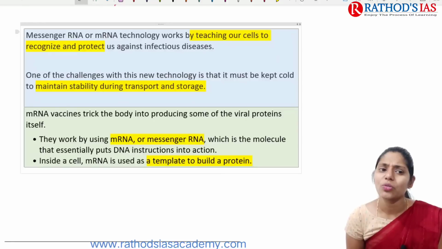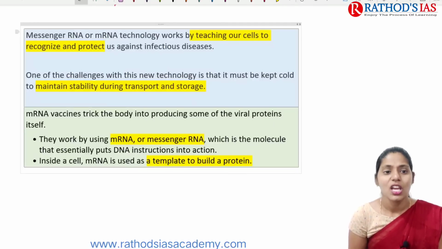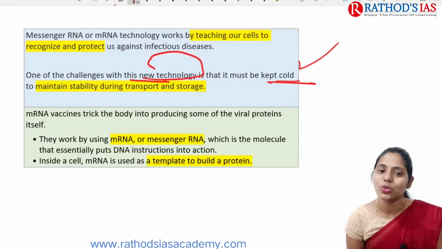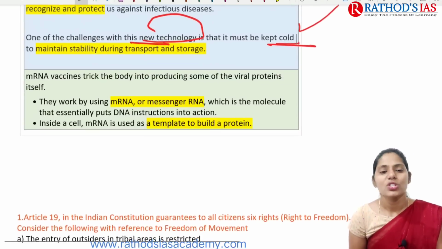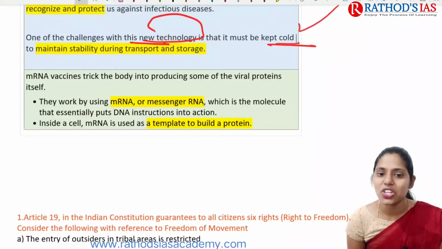Now let's talk about what mRNA is. mRNA, or messenger RNA technology, works by teaching our cells to recognize and protect us against infectious diseases. One of the challenges in this new technology is that it must be kept cold to maintain a proper temperature for stability, and we need to maintain proper temperature during transfer as well as storage. mRNA vaccines trick the body into producing some of the viral proteins itself, and they work by using mRNA, that is messenger RNA.